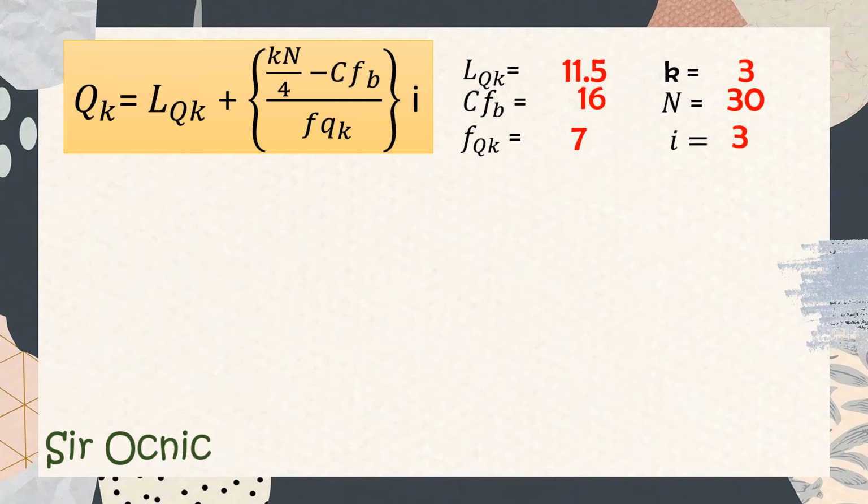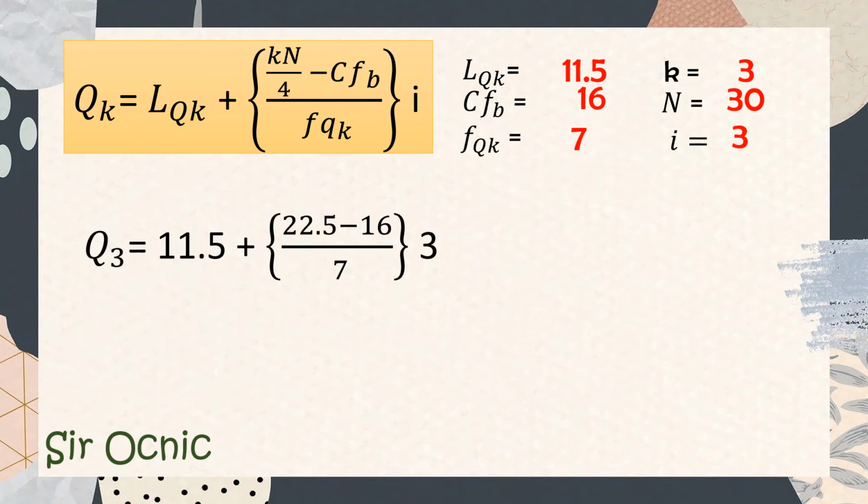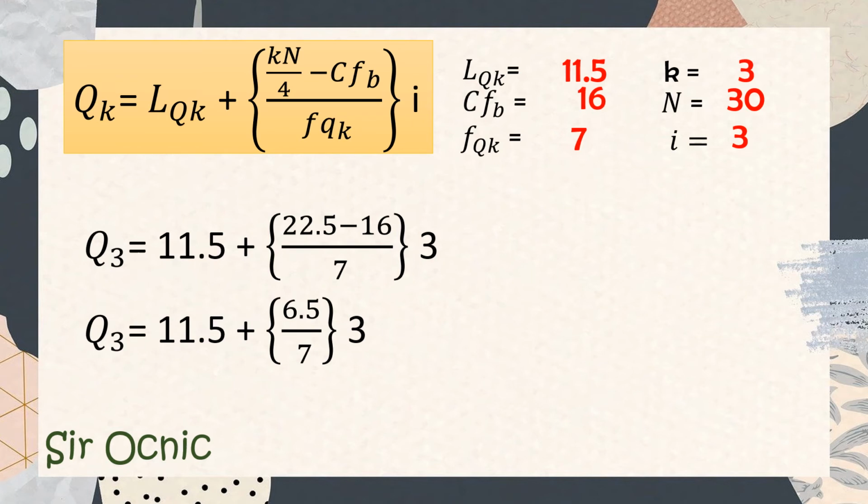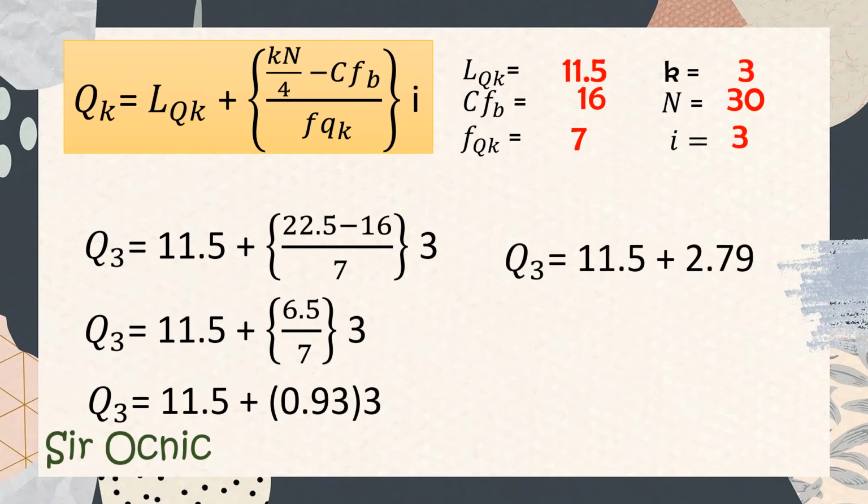Using these values, let us now substitute to the formula to solve for the third quartile. That is equal to 11.5 plus 22.5, which is the value of kn over 4 a while ago, minus 16 all over 7 times 3. 22.5 minus 16 is equal to 6.5. 6.5 divided by 7 is equal to 0.93. 0.93 times 3 is equal to 2.79. 2.79 plus 11.5 is equal to 14.29. That means that the third quartile is 14.29.